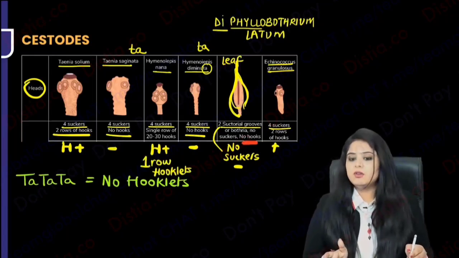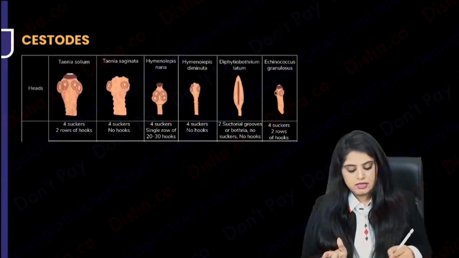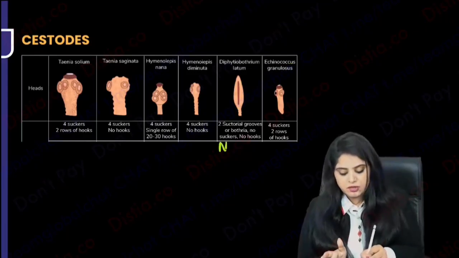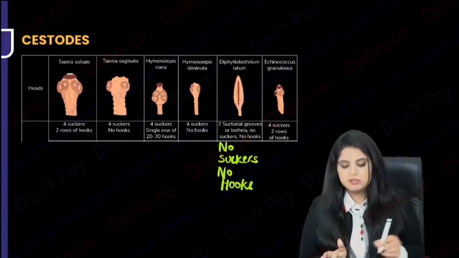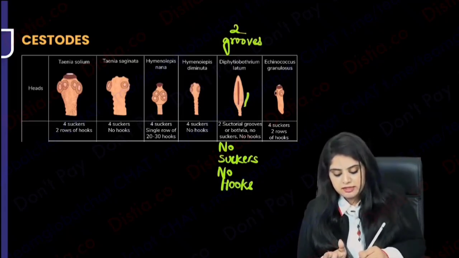So I'm going to repeat all of this once again. If you feel that you are a little lost, we are going to do a quick recap. Firstly, which is the one which does not have any suckers? Diphyllobothrium latum doesn't have any suckers. If it doesn't have any suckers, of course, it doesn't have any hooklets. What does it have? It has 2 grooves for attachment. Okay, next, which is the one that looks like a leaf?